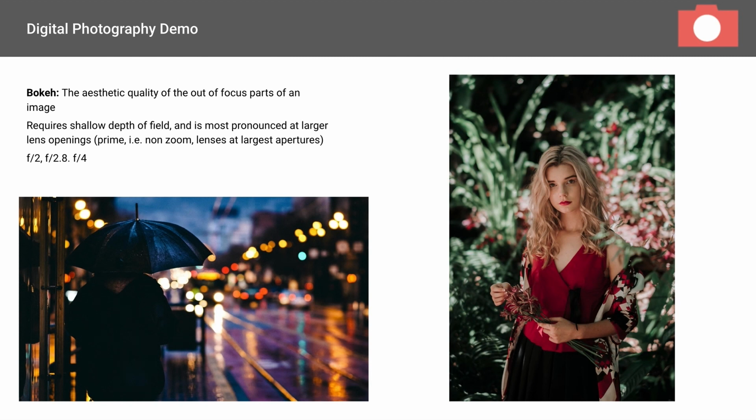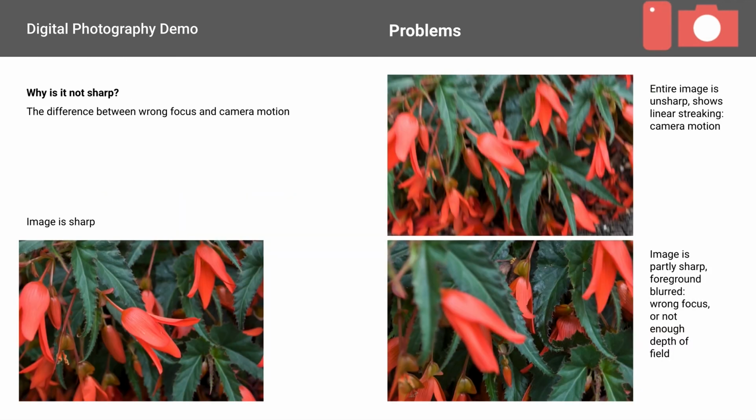So if you look at the blurry parts, if it's not sharp, why is it not sharp? The bottom left one is everything's pretty sharp. The top right one is actually camera motion. You can see there's almost a streaky quality to camera motion because you can see what direction the camera was moved. The bottom one, on the other hand, is not enough depth of field and incorrect focus. So you can see the flowers in the foreground are out of focus.